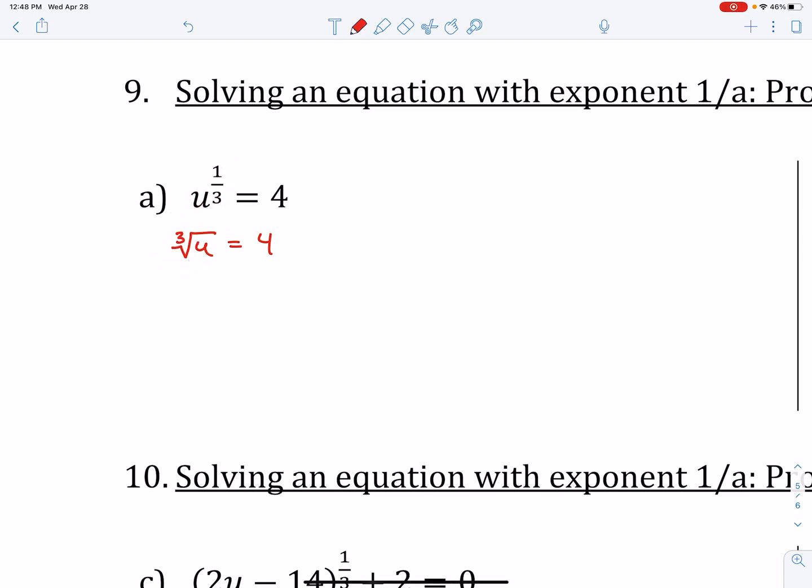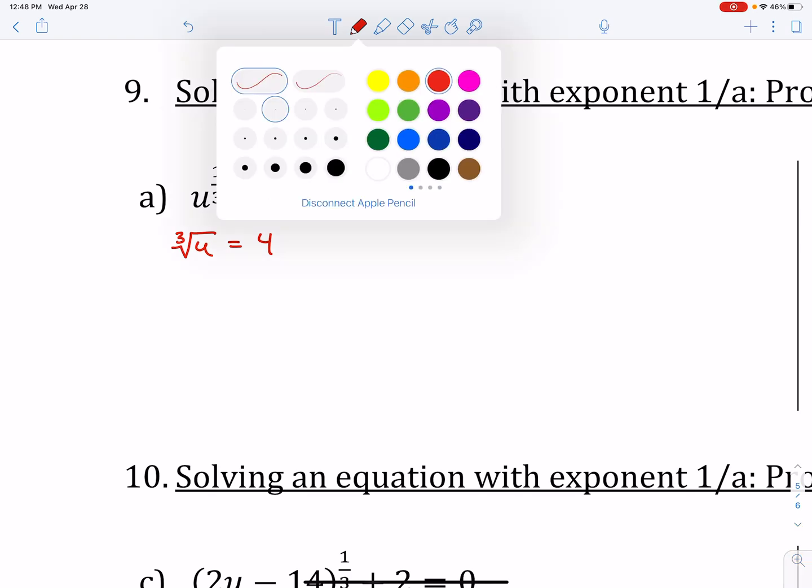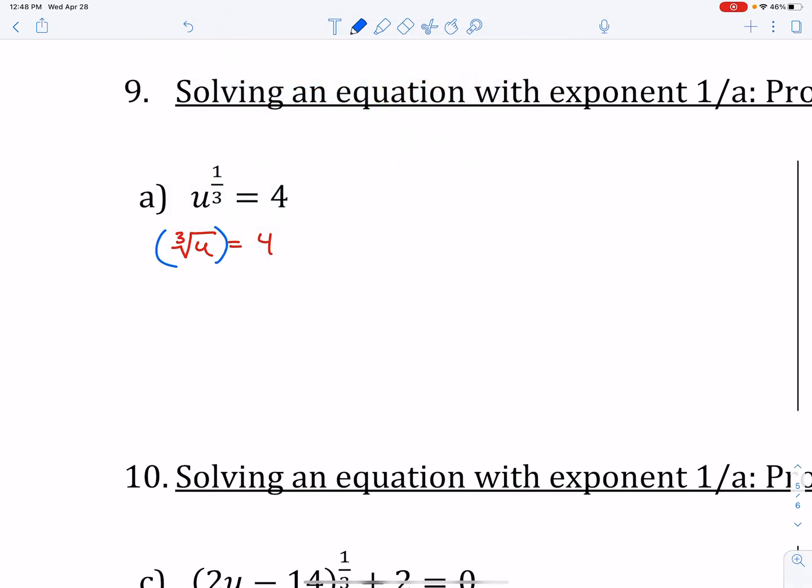Well, we just learned how to get rid of that cubed root. So what I'm left with here is just u equals 4 to the third power. Actually, I don't even need those parentheses there anymore. 4 to the third power, and what does that give me? What is 4 to the third power? That is u equals 64.